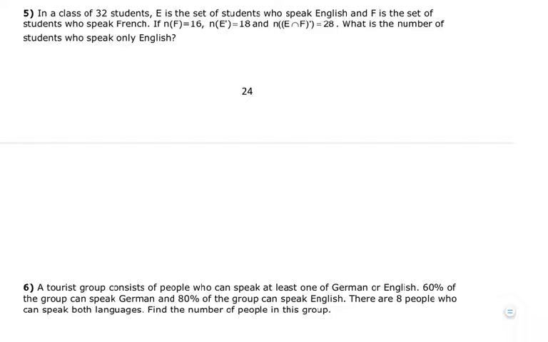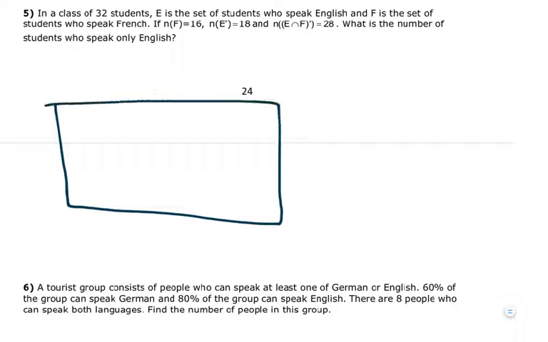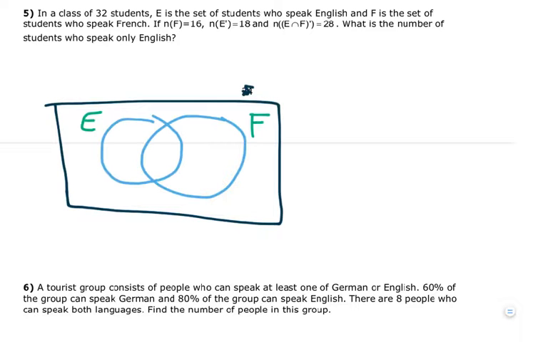Question 5, then let's try and put this information into a Venn diagram. So we know then the total number of students is 32, number who speak French is 16, so number who don't speak English is 18, and the last one's probably the helpful starting point, because you can actually put a value into the Venn diagram.